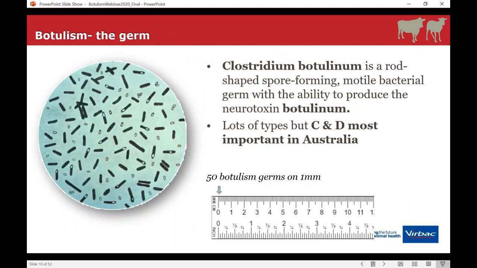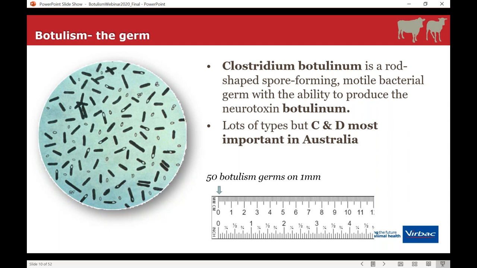So to learn about the cause of botulism and understand the enemy a bit more, it's important to know that this is caused by a germ. There are good germs in the world and there are bad germs, and Clostridium botulinum, the cause of botulism, is a harmful germ. It's a bacterial type of germ. Coronavirus is a virus, so it's different. Botulism is a bacteria. It's a rod-shaped bacteria, and it has quite a unique feature in that it forms spores.